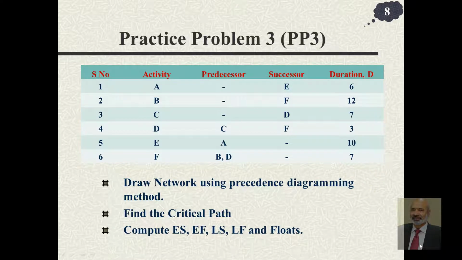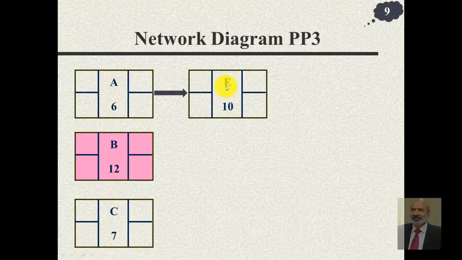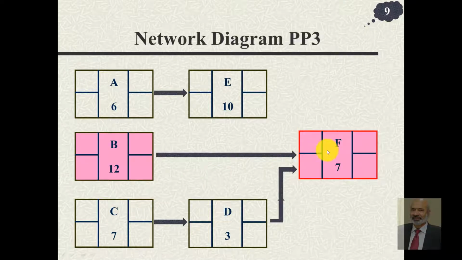Let me reproduce this on another slide and use this information to draw a network using the precedence diagramming method, find the critical path and compute the earliest start, earliest finish, latest start, latest finish and the floats. Since activities A, B and C do not have any predecessor, we write these first. Activity E follows activity A. Activity D follows activity C. Activity F follows activity B and activity D.